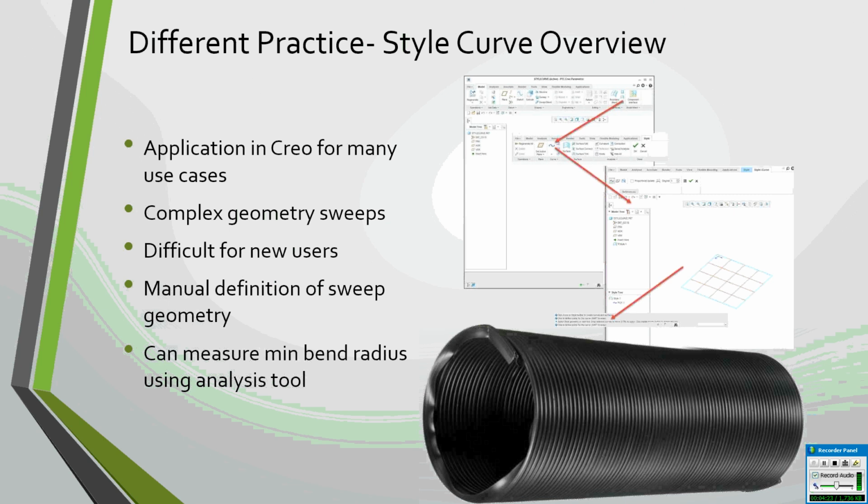And you can still do measurements with the bend. You can use an analysis tool and check the min bend radius. In Creo Piping, it actually prompts you and says, hey, you're above the min bend radius, so we have to change some things up.